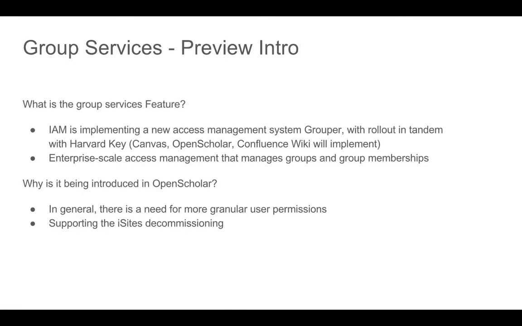And why is it being introduced? In general, there's a need for more granular user permissions right now. In terms of restricting a site with Harvard Key, it's pretty much anyone with a Harvard Key can access the site. That's one restriction. And sometimes people need, if they're building a departmental intranet, for example, they might not want the entire Harvard community, every 1,000 people, to be able to see it. So we've heard a lot of people request over the years that they need more granular permissioning for their sites.